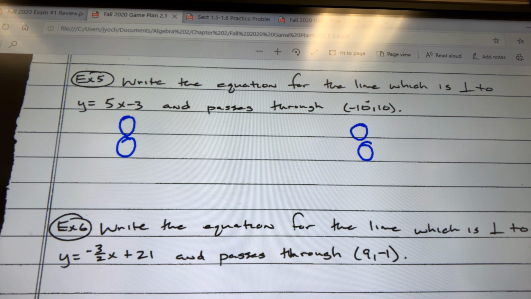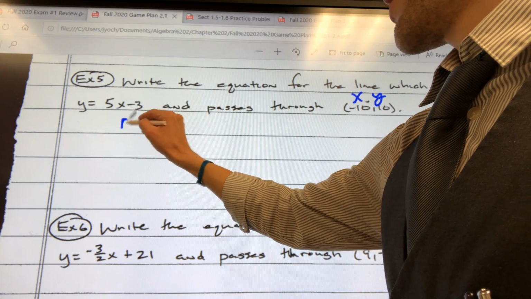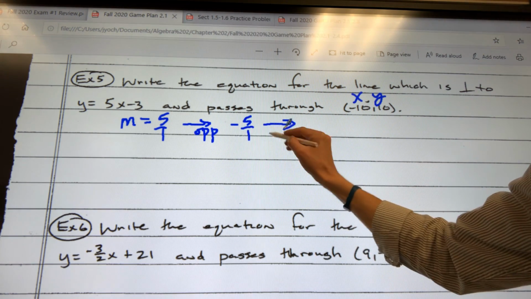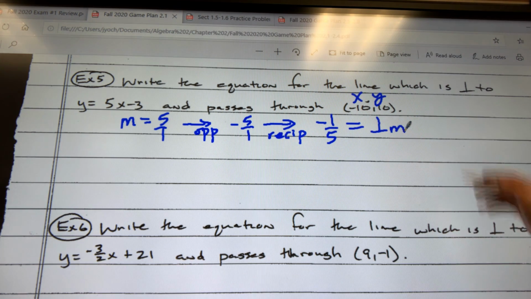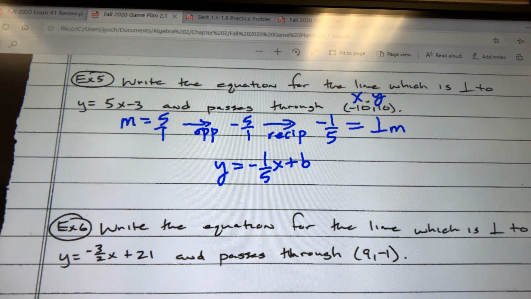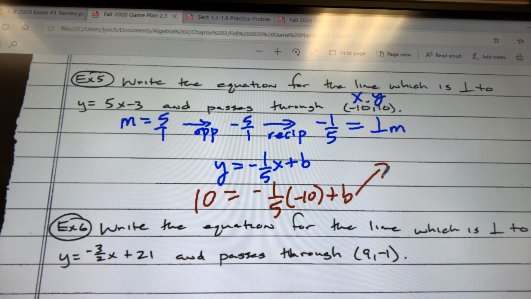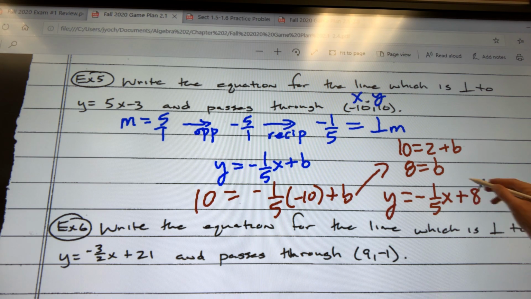Write the equation for the line which is perpendicular to that line and passes through negative 10, 10. Okay, so the perpendicular slope. You're starting with the slope of 5 over 1. So first off, the opposite of 5 over 1 is a negative 5 over 1. The reciprocal of a negative 5 over 1 is a negative 1/5. Negative 1/5 is your perpendicular slope. Y is a negative 1/5 x plus b. 10 is equal to a negative 1/5 times a negative 10 plus b. 10 is equal to 2 plus b. Subtract 2 from both sides. Your y-intercept is b. Your equation is y is negative 1/5 x plus 8.